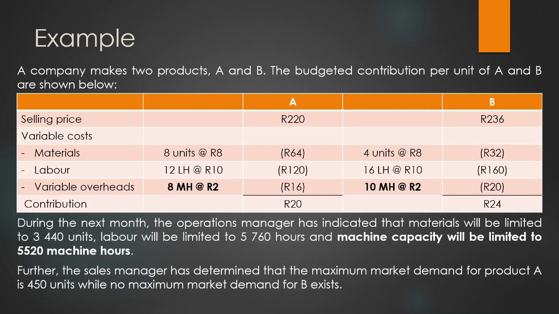Our third constraint is machine capacity of 5,520 machine hours. We also see that product A uses 8 machine hours, while product B uses 10 machine hours. Whatever combination of A and B we produce, we must use 5,520 machine hours or less. Pause this video and see if you can develop this constraint and plot it on the graph on your own.